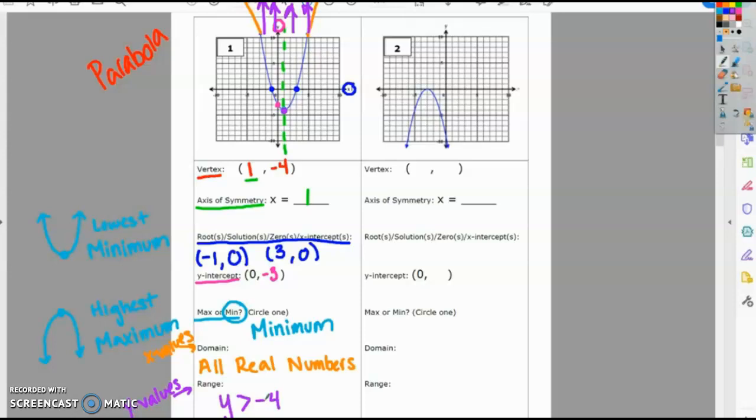And that's all the characteristics of a quadratic. So now we're going to do it again on the other side.